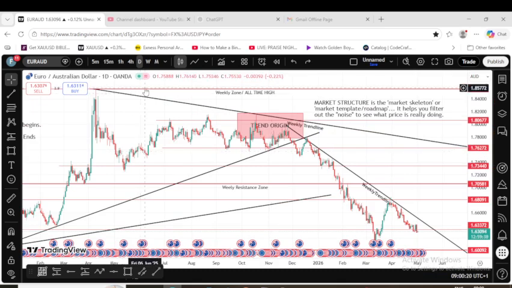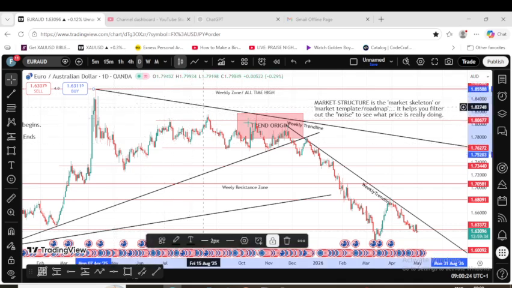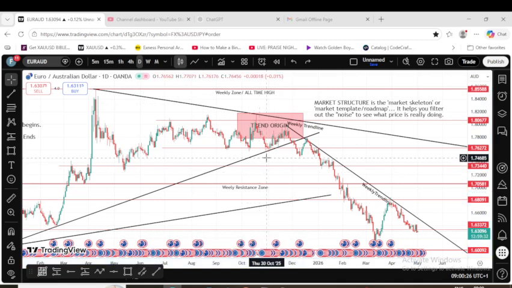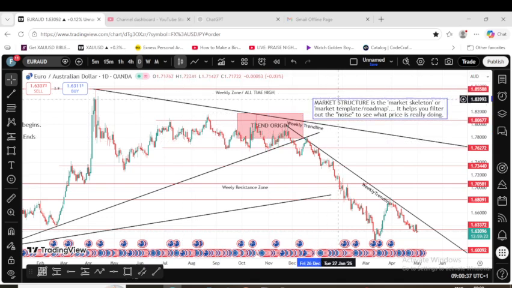In the first video we identified our zones on the weekly and daily time frame. In the second video, we identified our trend lines on the weekly and daily time frame. In the third video, we identified our trend origins and our most recent trend origin, which is this one right here. So now in this fourth video, we're going to be doing market structure.